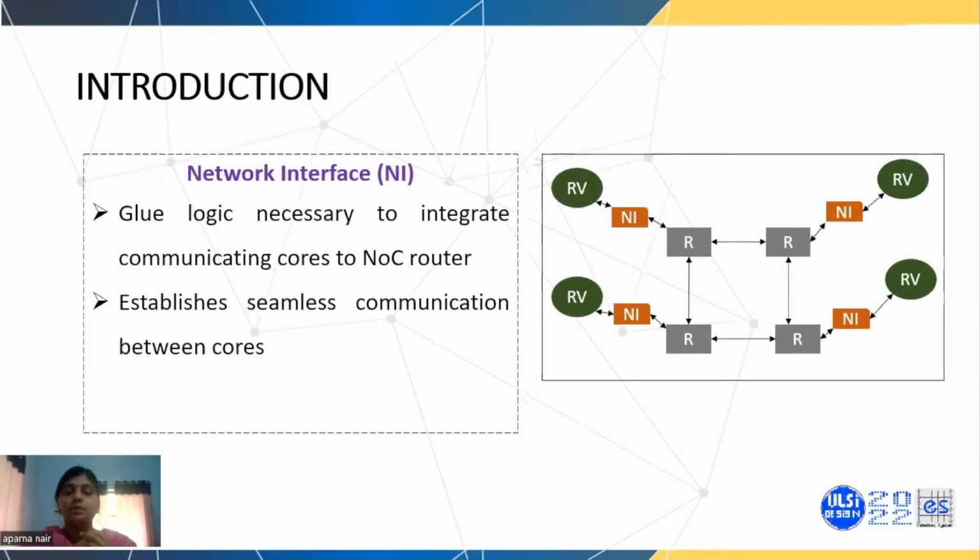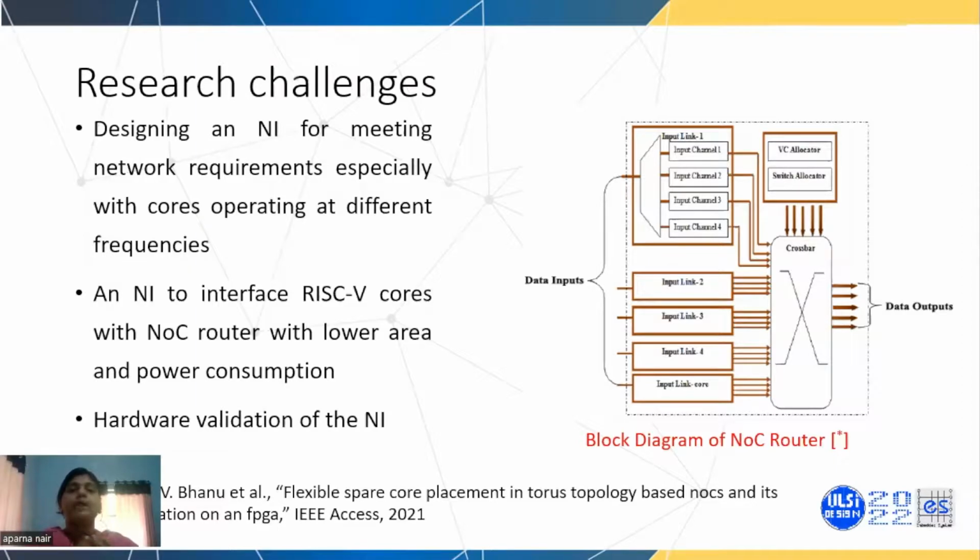To integrate the communicating cores to the NOC router, an interface has been implemented to establish seamless communication between the cores. That is a network interface. Research challenges. While designing an NI, the major challenge that we have to meet is meeting the network requirements, especially when the cores are operating at different frequencies. So a network interface has to be implemented to integrate these RISC-V cores to the NOC router with lower area and lower power consumption. Validating the proposed design on hardware is another challenge.